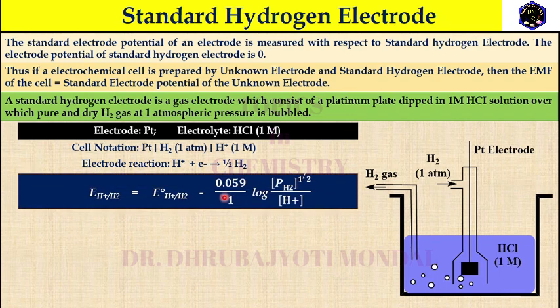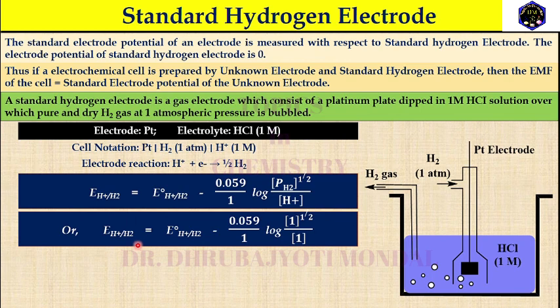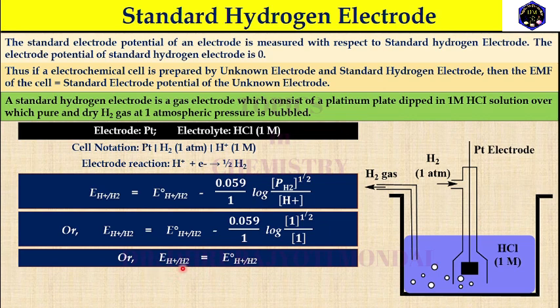So that is the reduction of H plus. Now what is the Nernst equation? E of H plus/H2 is equal to E0 of H plus/H2 minus 0.059 by 1, where 1 is the number of electrons exchanged, times log of pressure of hydrogen to the power half divided by concentration of H plus. Already I mentioned that the pressure of hydrogen is 1 atmosphere and the concentration of H plus is equal to 1. So E of H plus/H2 is equal to E0 of H plus/H2 minus 0.059 by 1 log of 1 to the power half divided by 1. Log 1 means 0. So E of H plus/H2 is equal to E0 of H plus/H2.